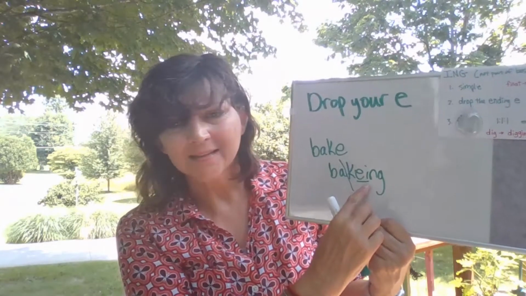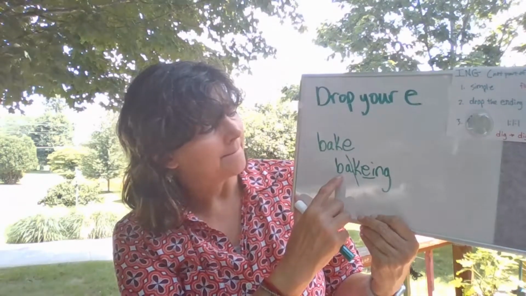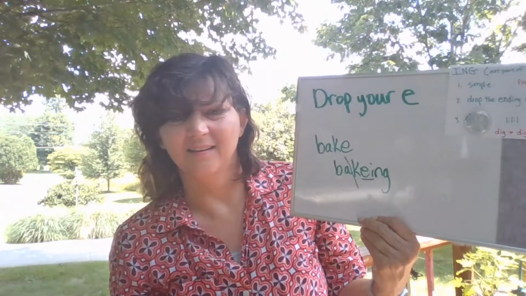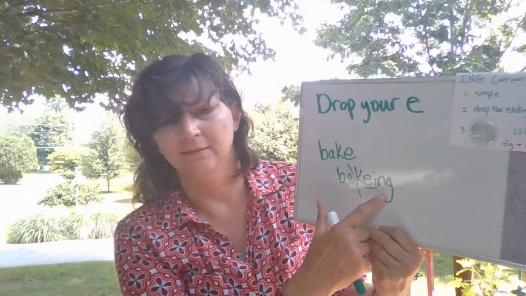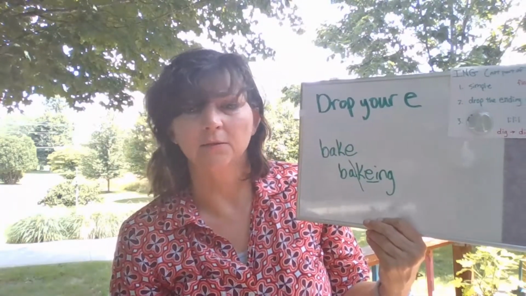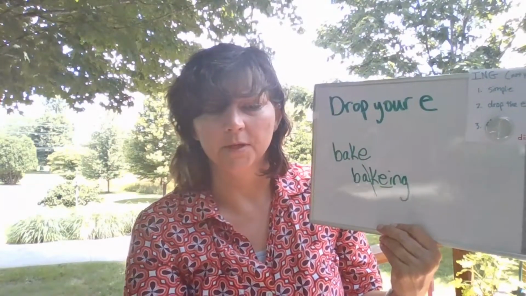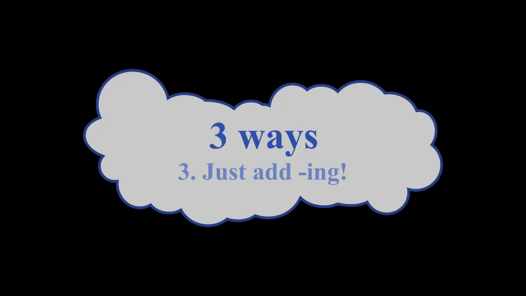And then with this E and this I together, we might think that's a vowel team. And so we might say baking. No, it would be baking, right? It doesn't really make sense. So when we drop the E, we can read it quickly, and that helps us determine that it's really baking.